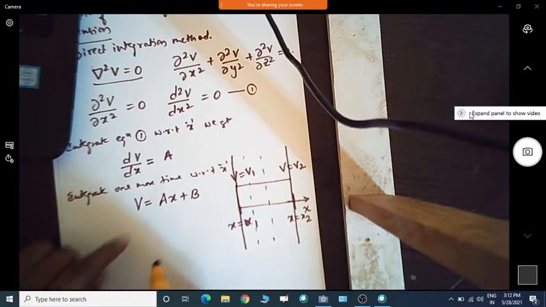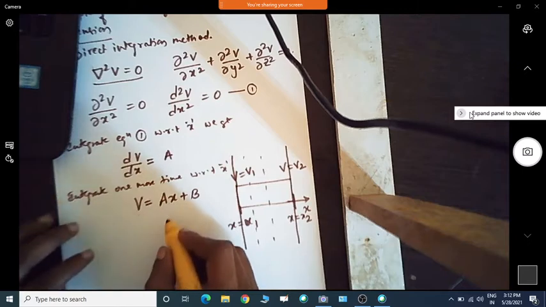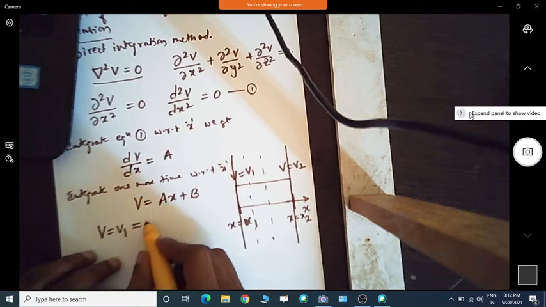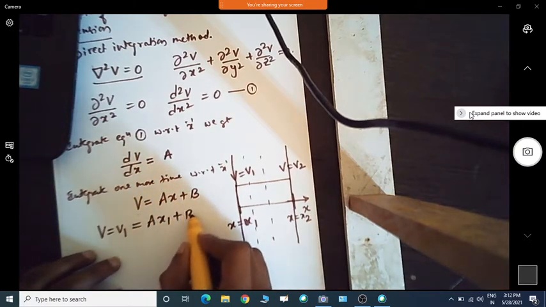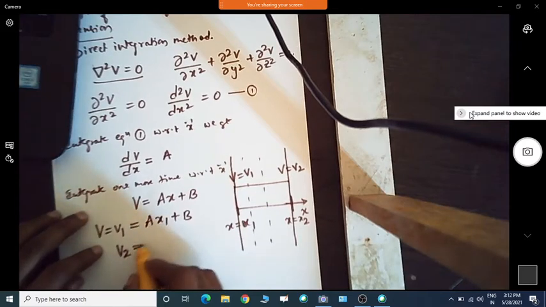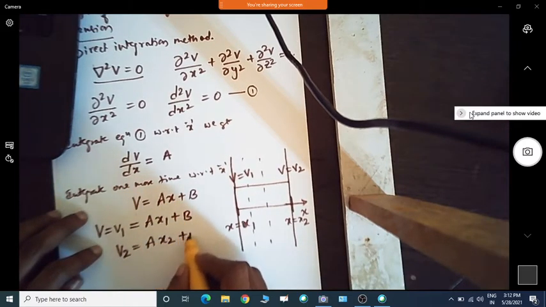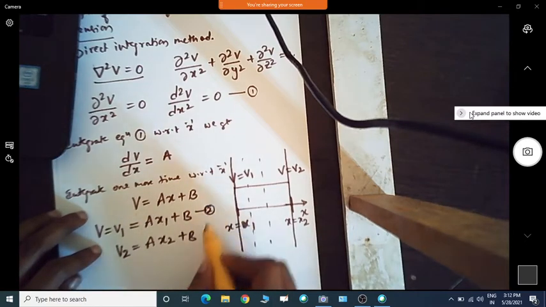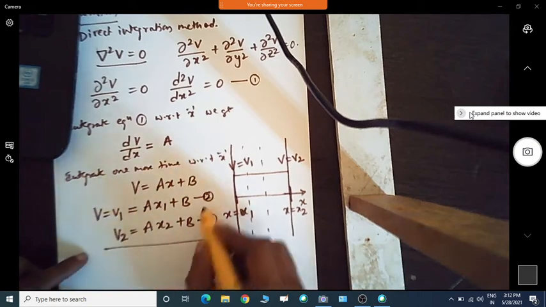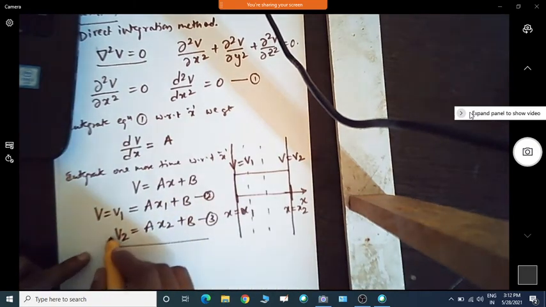So if I apply v equal to v1 at x equal to x1, we will get v1 equal to ax1 plus b. Similarly we have v equal to v2, which is ax2 plus b. So now we have equation 2 and equation 3. If we solve equation 2 and equation 3, we will get to know what the constants are. Now if I subtract equation 3 from equation 2, what will we get?